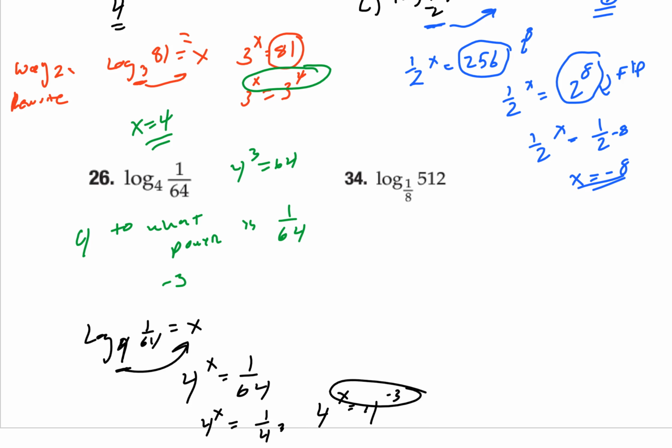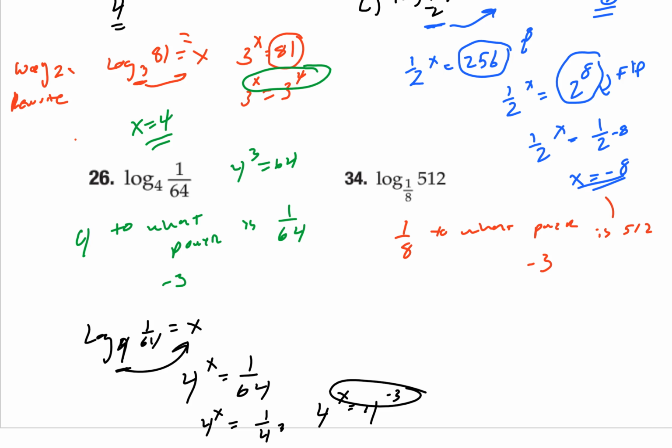Let's go to this last one here. So again, you go 1/8 to what power is 512. And just like before, it's a fraction, so I gotta flip it, so it's going to be negative no matter what my answer is. And then 8 to what power equals 512, that is 3, so the answer is -3.